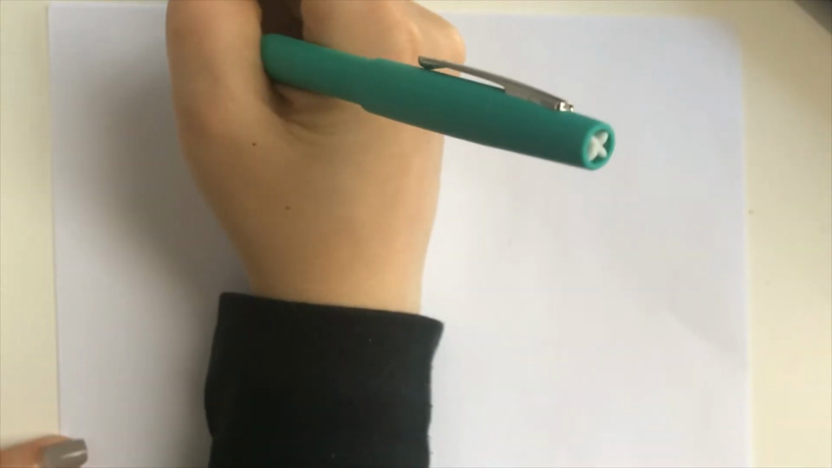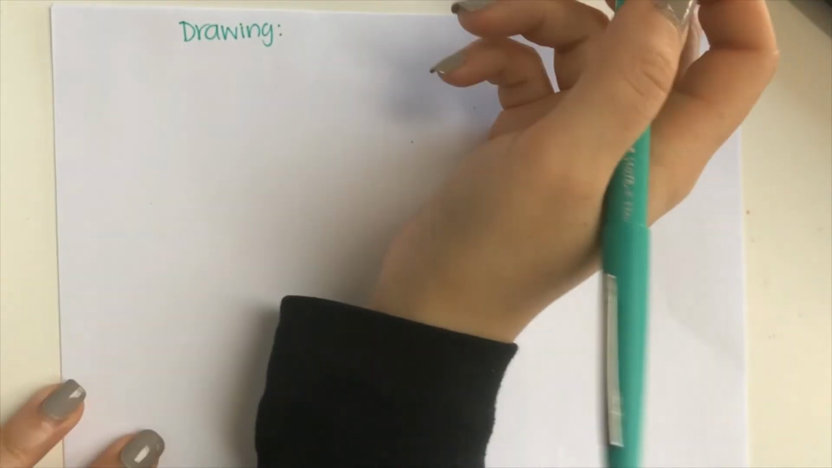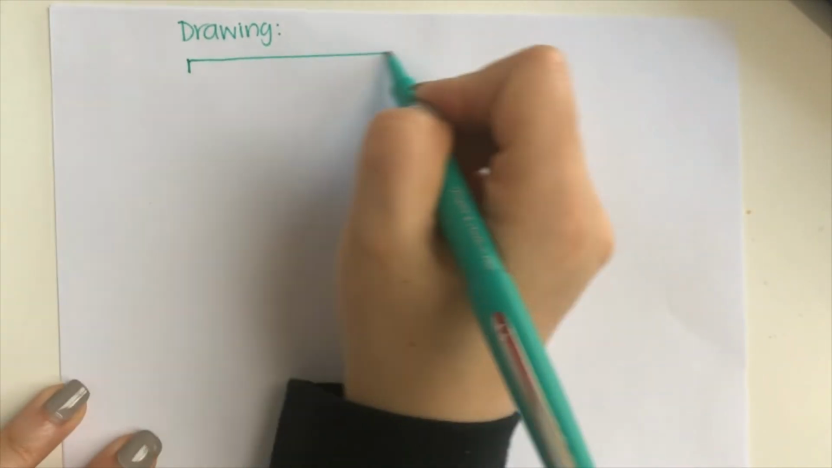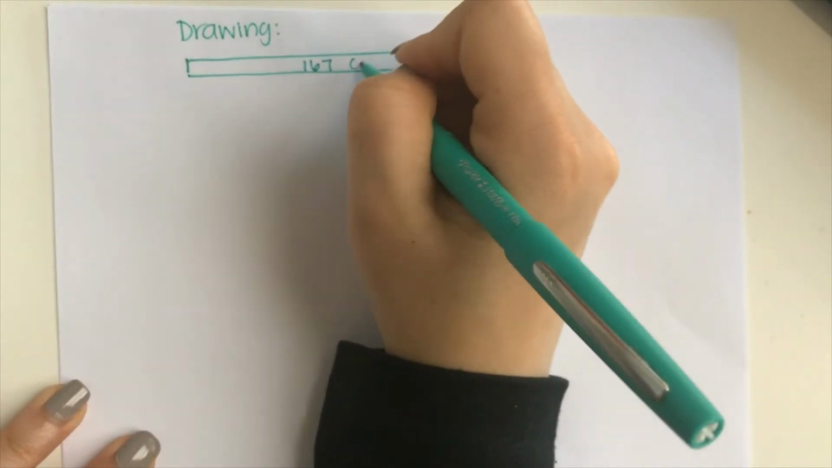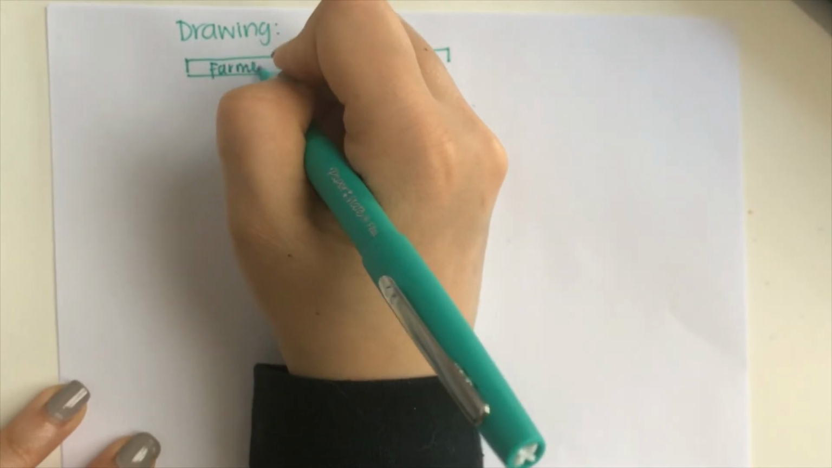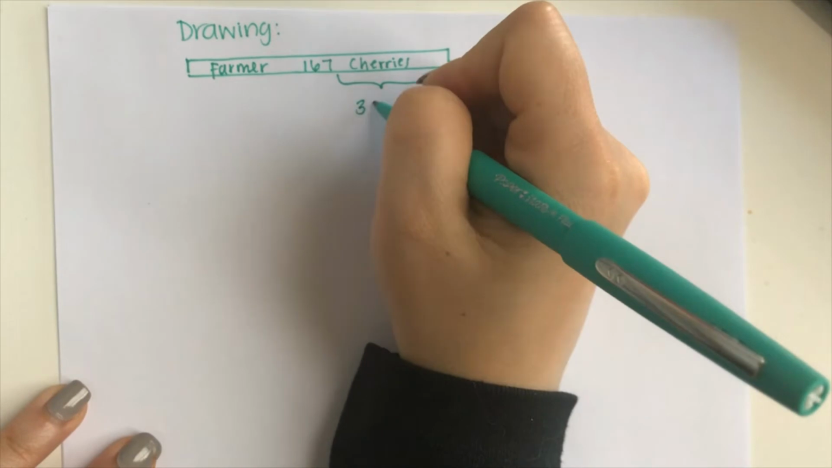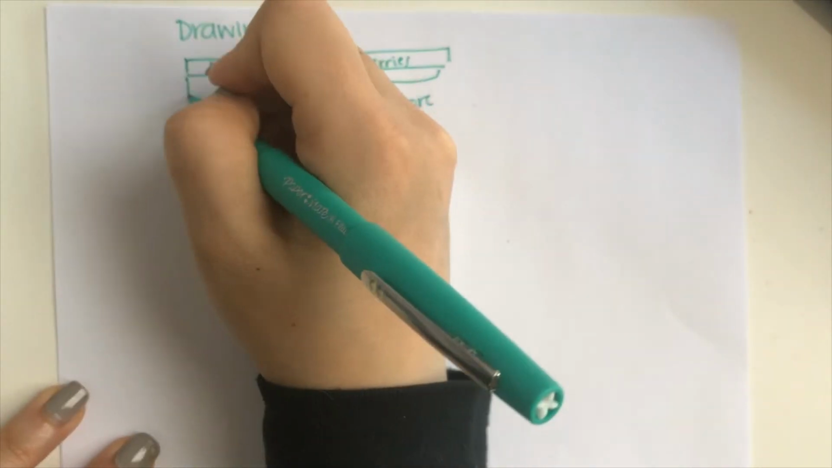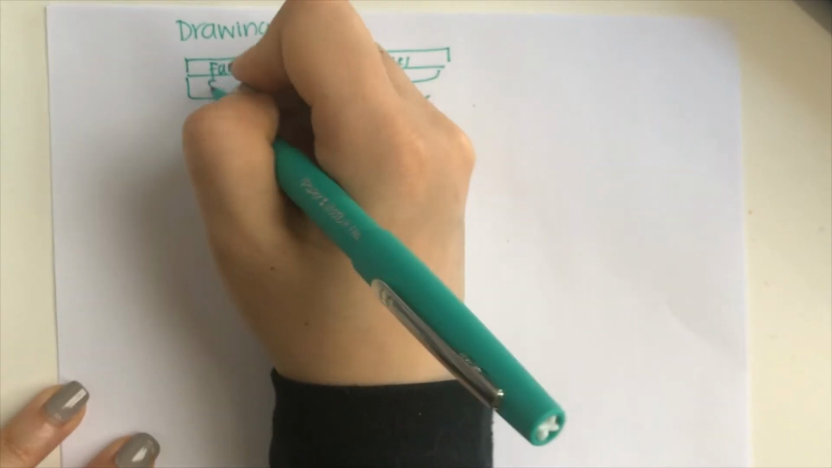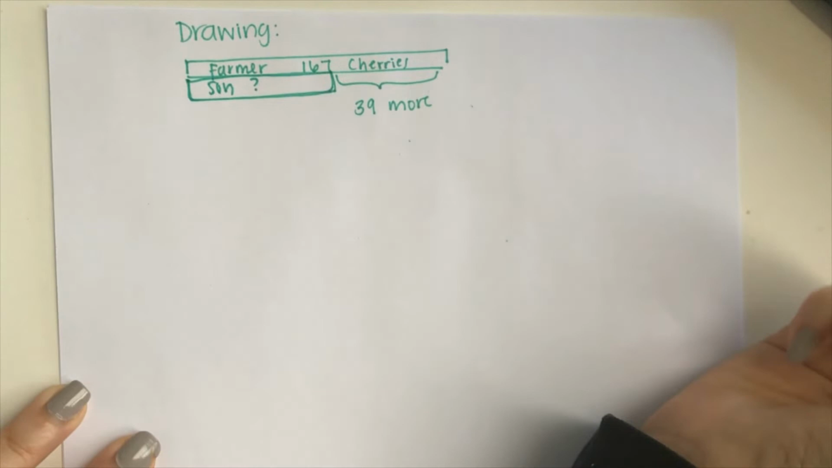The first way would be a drawing way. And this one is about a farmer who picked 167 cherries. And this is the farmer. And he actually picked more than his son. So I'm just gonna write how many more. He picked 39 more than his son. We actually don't know how much his son picked. So we're looking for this right here.